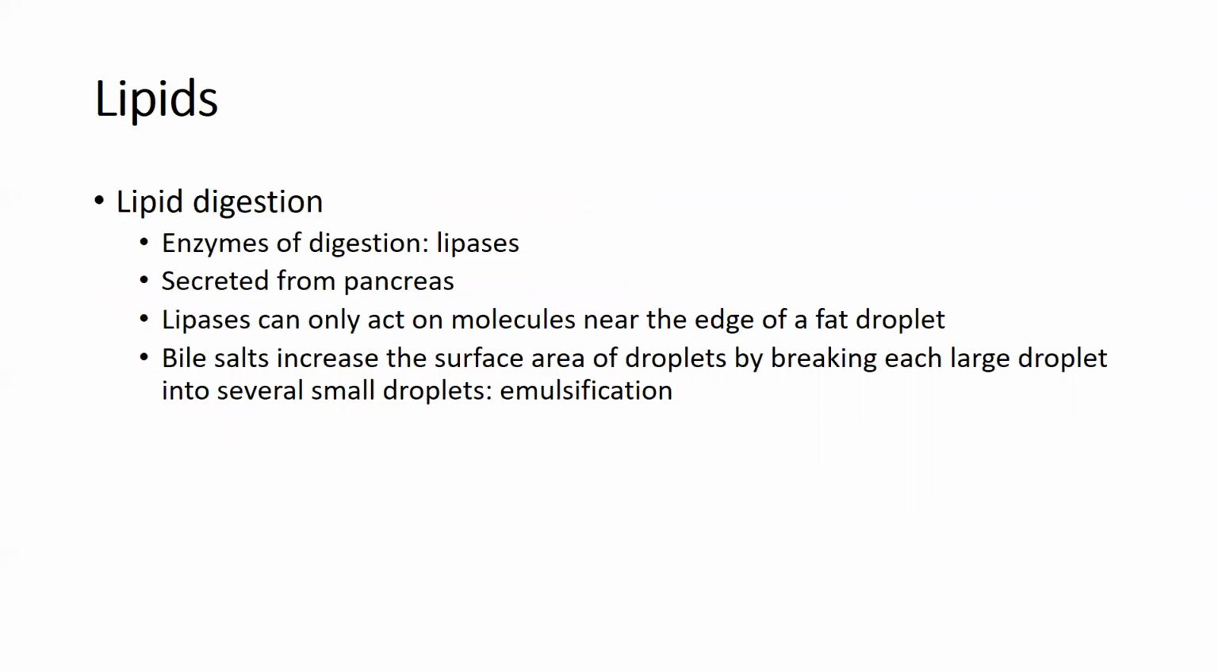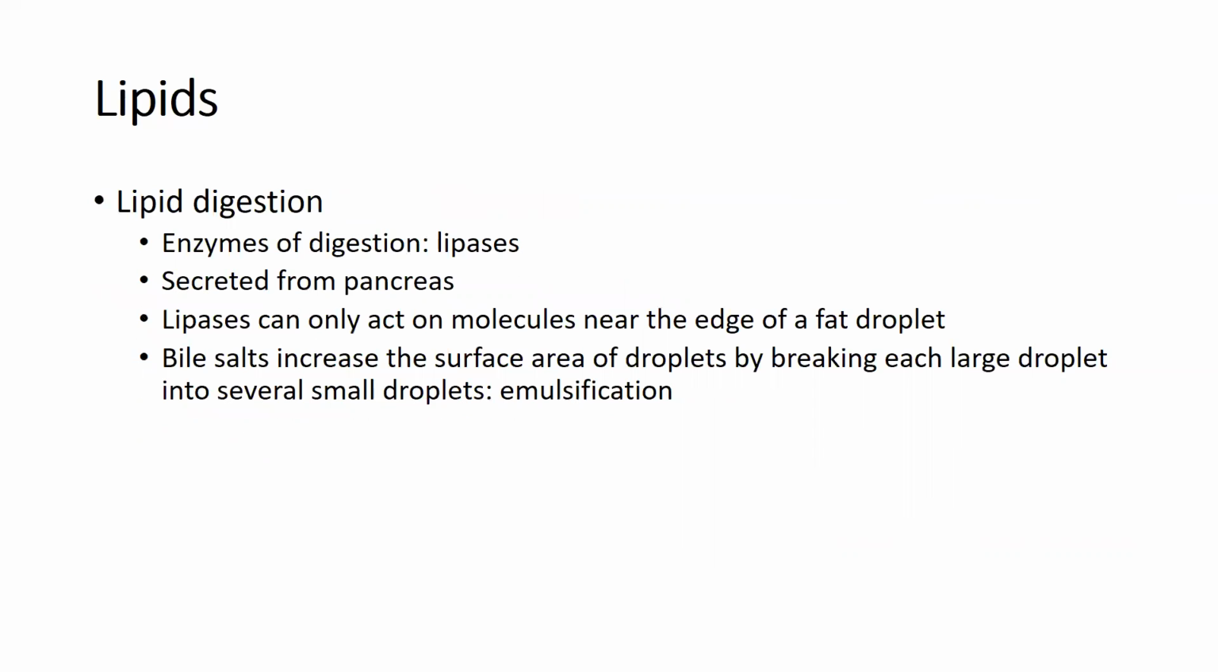So lipases are the enzymes that break down lipids, and they're secreted from the pancreas. And lipases can only interact with the exterior surfaces of this fat droplet. If you have a large fat droplet, lipases are only able to interact with the molecules that are facing the exterior surface of this droplet. What does that mean for us? Right? We want to get this big droplet into smaller droplets in order for that lipase to interact with all parts of the droplet and break down all those fats evenly.